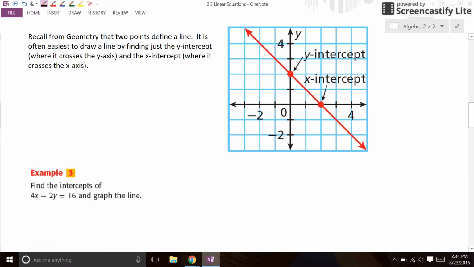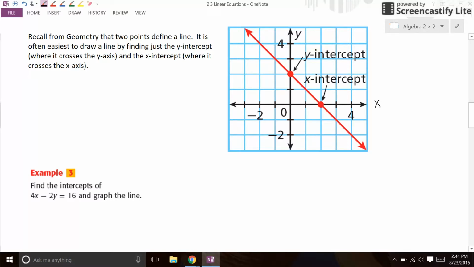All right, nice work. Now, remember from your favorite class, geometry, that 2 points defined a line. You just needed 2 points, and you could draw a line. Now, what if somebody gives you an equation? Could you graph those 2 points? Well, sometimes it's really easy to find 2 very important points called the x-intercept and the y-intercept.